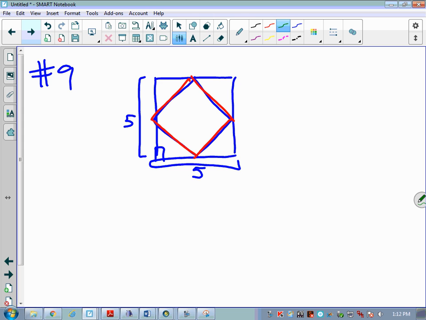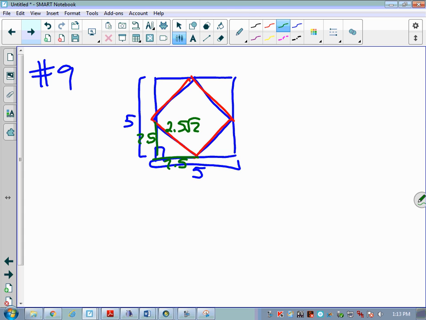So can anybody tell me what the length of this side is? 2.5. What about this? 2.5. All right. So if that's 2.5, 2.5, and it's a right triangle, what does that mean about the hypotenuse? Well, you could use, it's 2.5 radical 2. Okay, because it's a 45-45 right triangle, which means the ratio is 1 to 1 to radical 2, so in this case 2.5 to 2.5 to 2.5 radical 2.